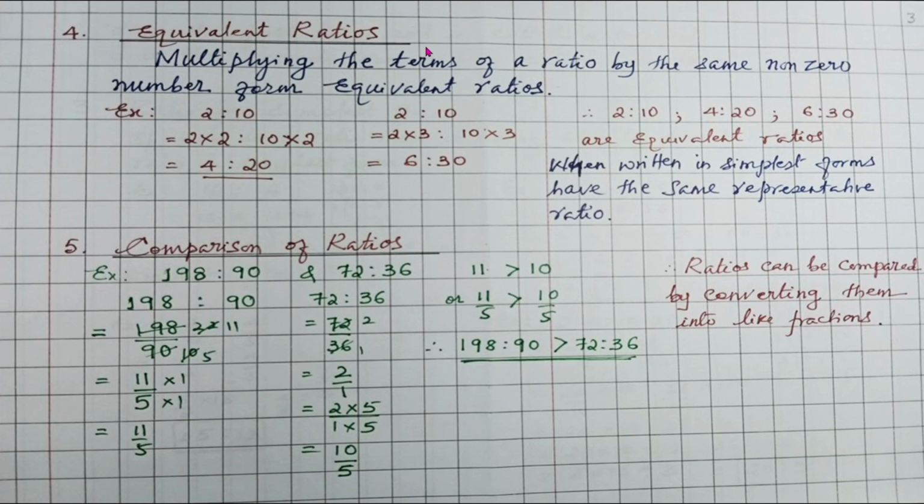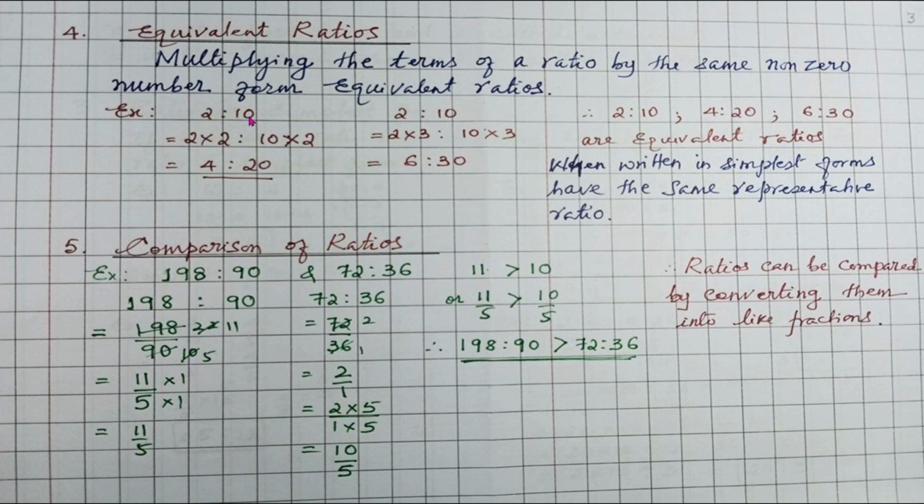Now equivalent ratios. Multiplying the terms of a ratio by the same non-zero number forms equivalent ratios. For example, 2 is to 10 is a ratio. Multiply by 2 on both the sides, we get 4 is to 20, which is the equivalent ratio of 2 is to 10. If you multiply by 3, we get 6 is to 30 again, which is the equivalent ratio of 2 is to 10. So 2 is to 10, 4 is to 20, 6 is to 30 are equivalent ratios.